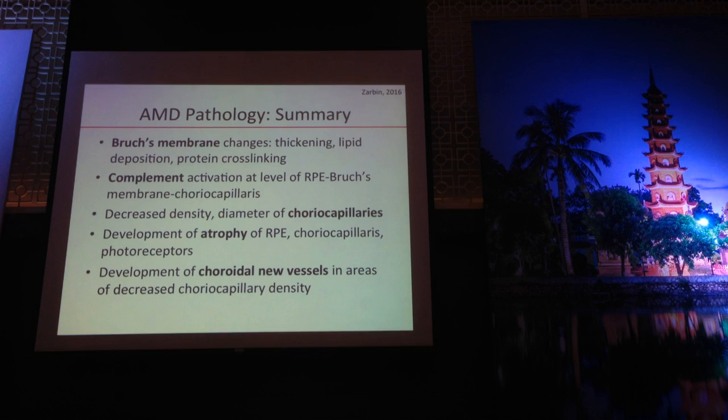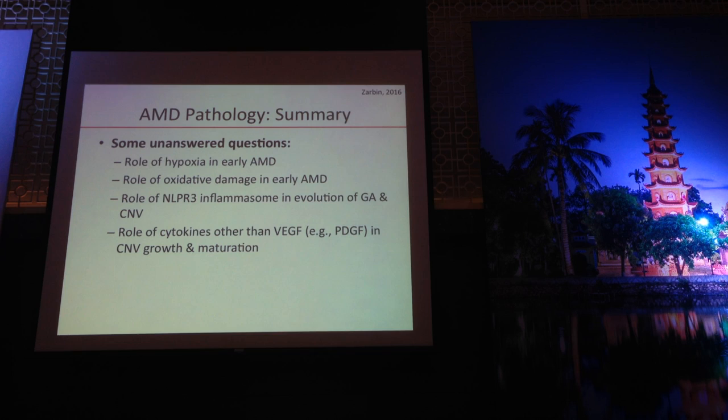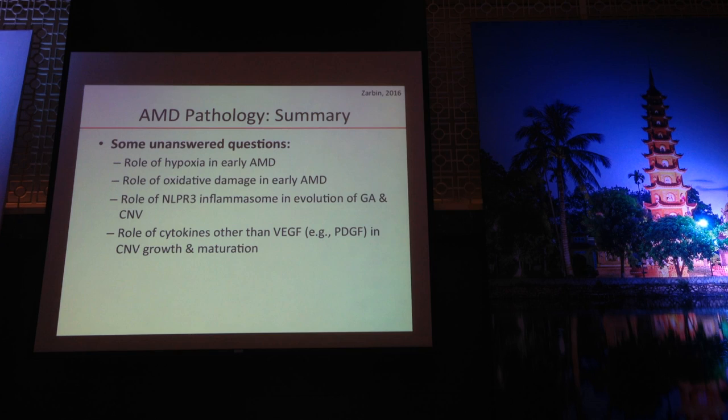The questions that are unanswered and which probably represent the areas for new drug development are the role of hypoxia in early AMD, the role of oxidative damage in early AMD, the role of this NLRP3 inflammasome, which may lead to new treatments for geographic atrophy, and the role of cytokines other than VEGF, some of which I'll show you in the second lecture.